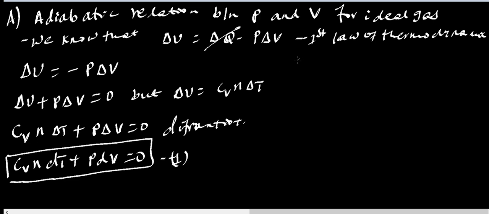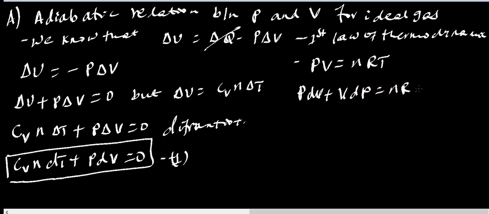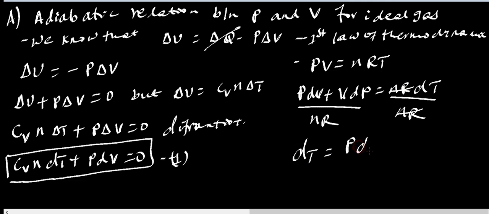So from the ideal gas equation, we have PV equals nRT. This is the equation of an ideal gas. If we differentiate this, we get P dV plus V dP is equal to nR dT. So dT is equal to P dV plus V dP over nR.